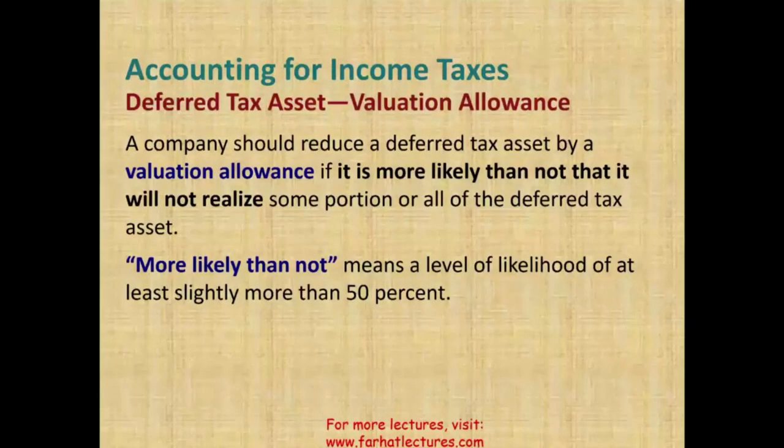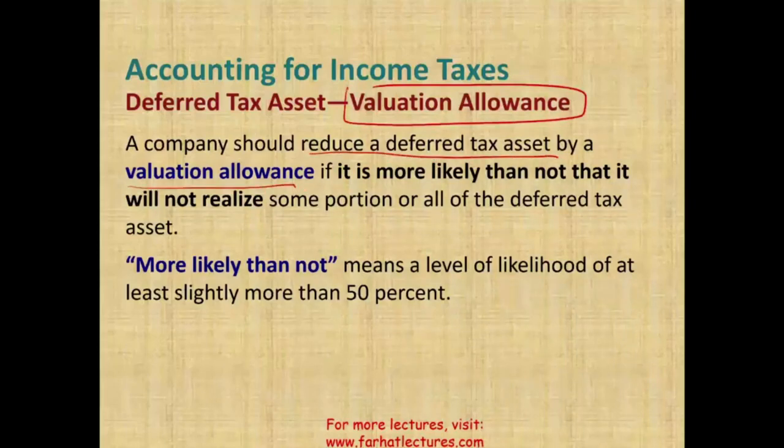The last thing I'm going to discuss here before I send you to work some multiple choice questions is the valuation allowance. Okay? A company should reduce deferred tax asset by a valuation allowance if, so learn the rules, you may see this on the exam, it's more likely than not it will not realize some portion or all of the deferred tax asset. More likely than not means a likelihood of more than 50%.